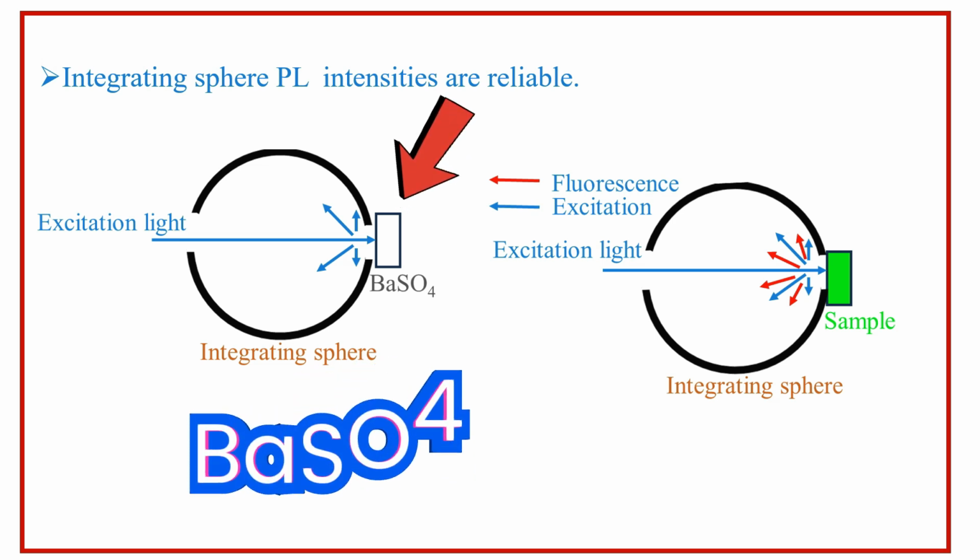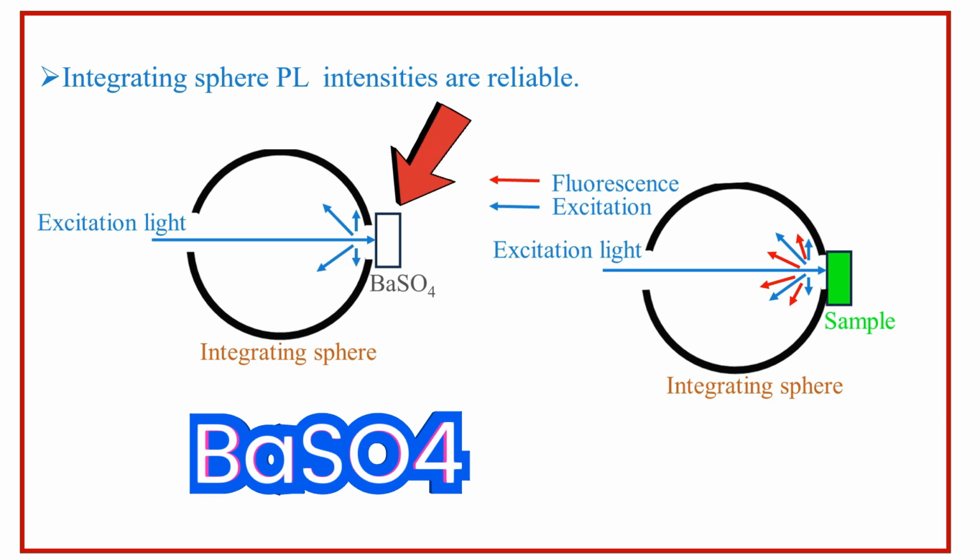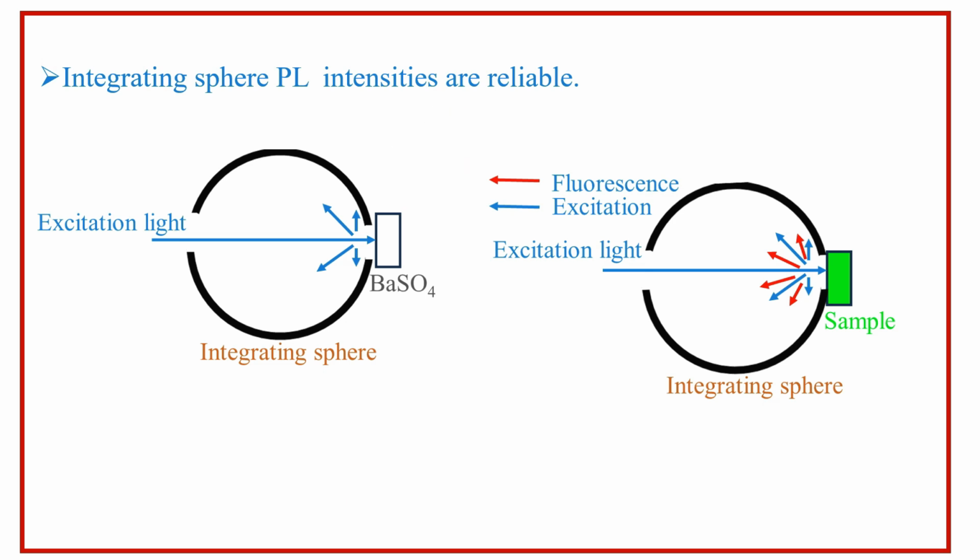BaSO4, barium sulfate, is commonly used as a coating material for the interior of the integrating sphere due to its high reflectance and diffuse scattering properties across a broad range of wavelengths. This ensures minimal absorption and consistent light distribution within the sphere, leading to precise and reliable measurement. Without an integrating sphere, your PL intensity will not be reliable. However, you can compare PL intensities between samples if you keep all the other factors the same.